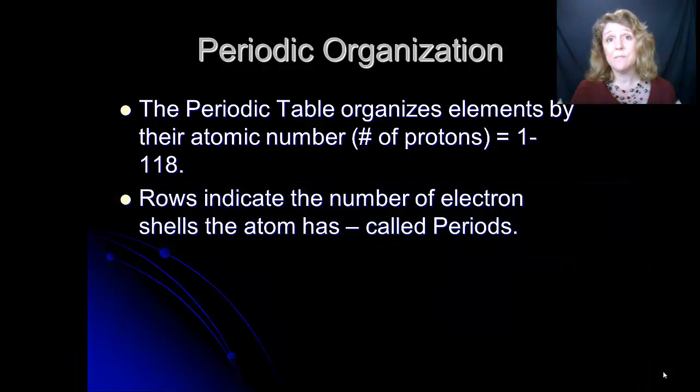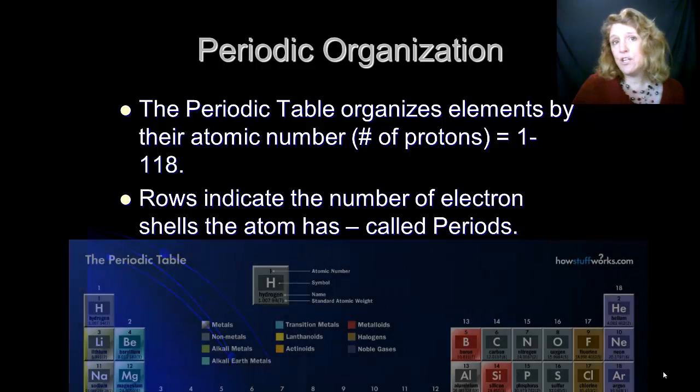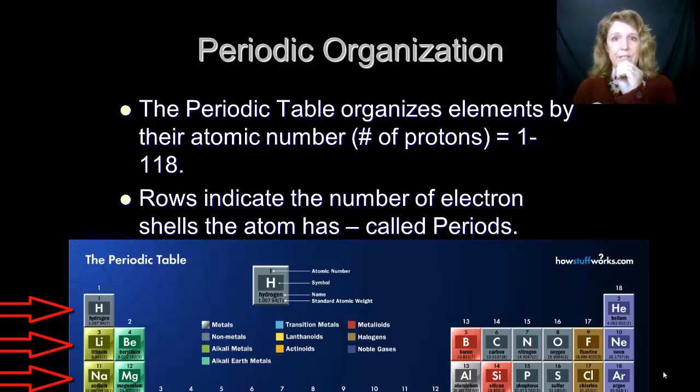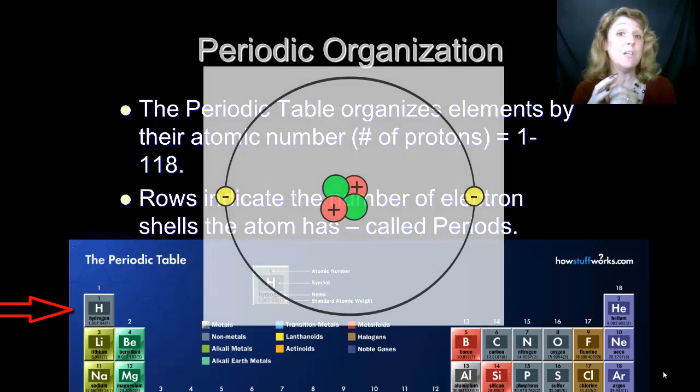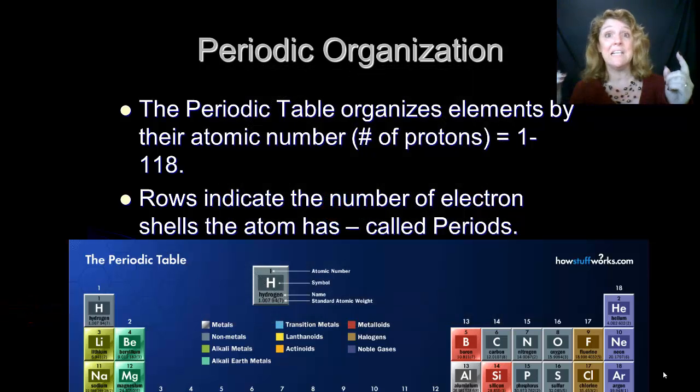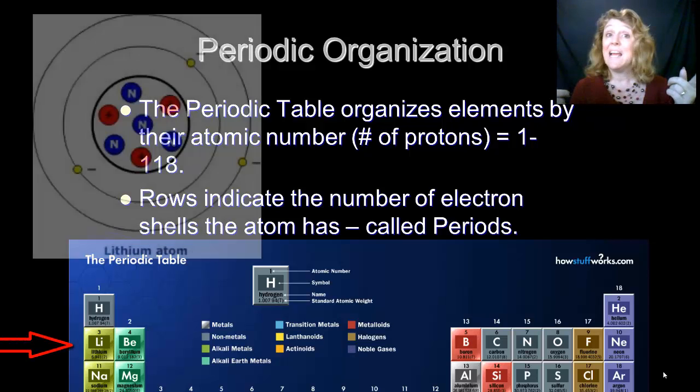The rows indicate the number of electron shells, and those rows are called periods. So you start with a nucleus, and then the first shell, the first sphere around there that electrons are in, there can only be 2 electrons there, ever. And so you can see that the first row only has two elements in it. And then the second row has 8 elements in it.